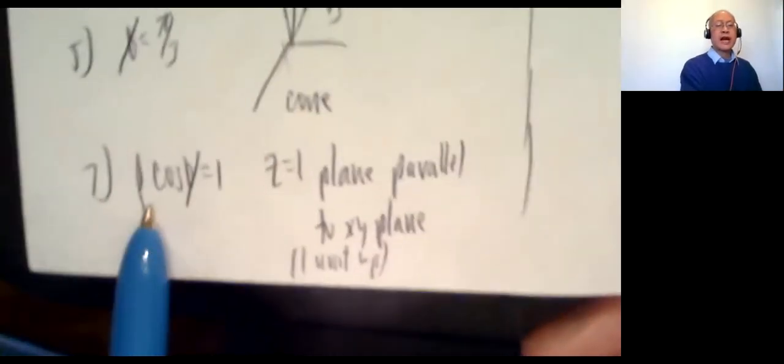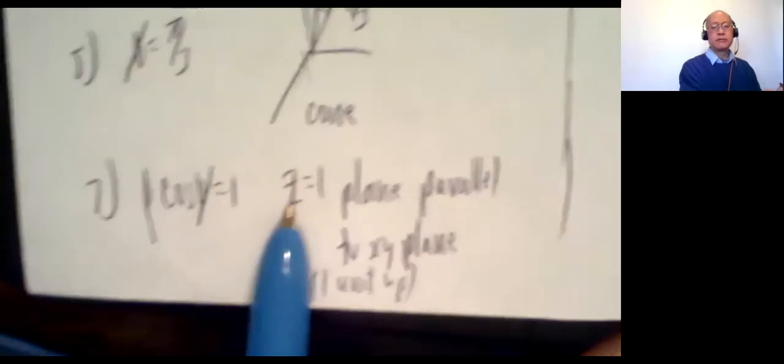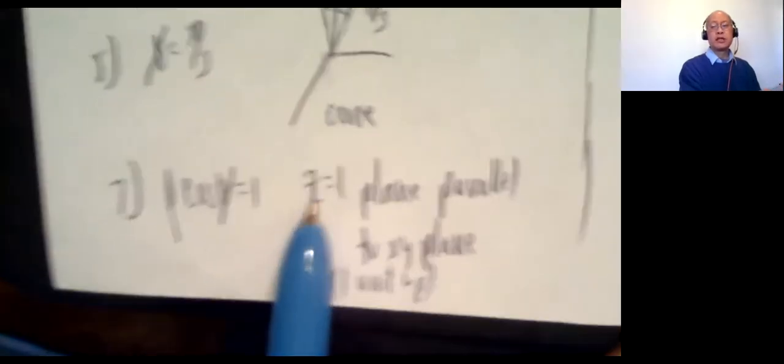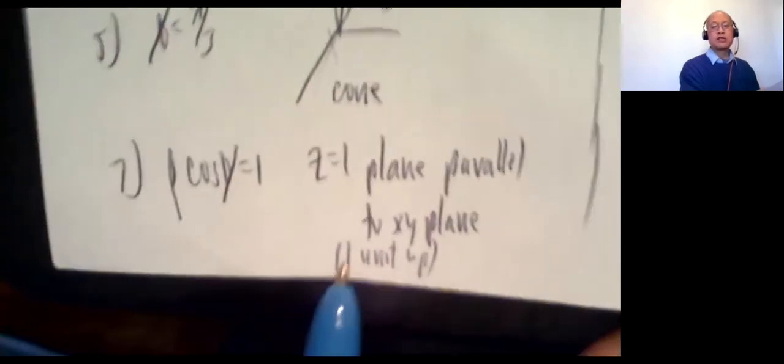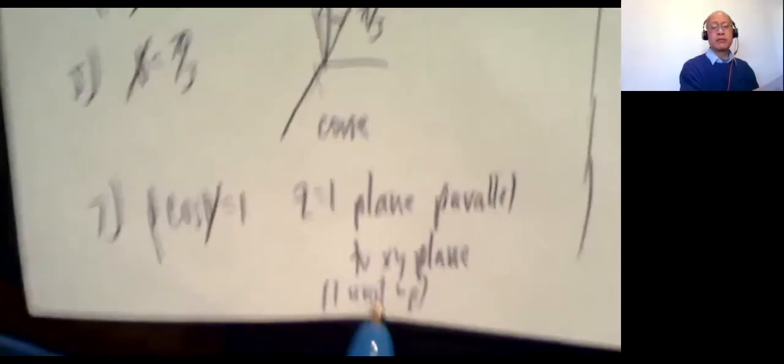Number 7 says rho cosine phi equals 1. That's the exact formula for z, so this is z equals 1. What does z equals 1 look like? That's a plane parallel to the xy plane. It's just 1 unit above the xy plane. So take the plane of the floor, come up 1 unit, z equals 1.